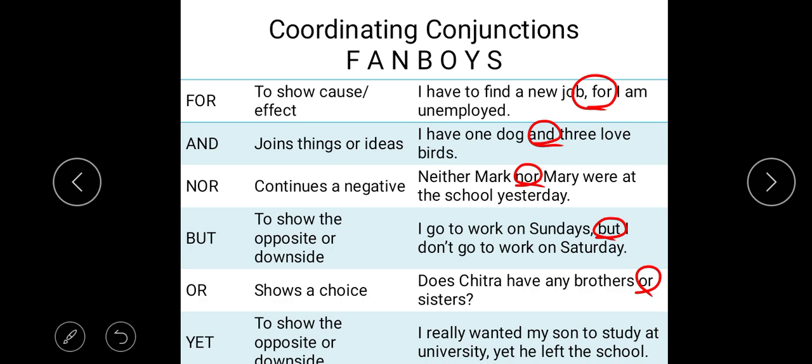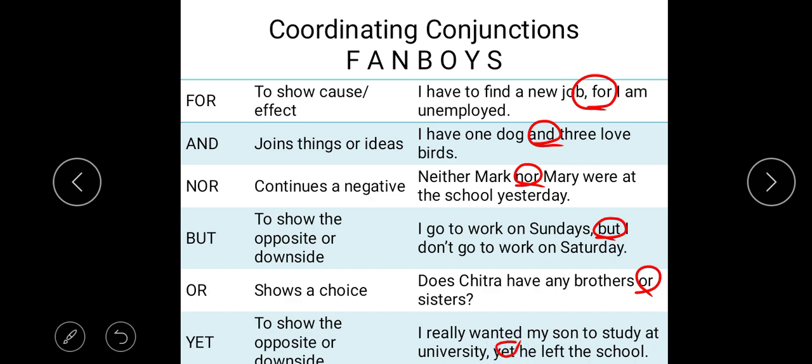And next comes yet, to show the opposite or downside. But yet is also used in the same meaning as but, with a slight difference. You could understand it only when we are using it often. I really wanted my son to study at the university, yet he left the school. So this is used with the same meaning as but, right? So that's with the coordinating conjunctions.